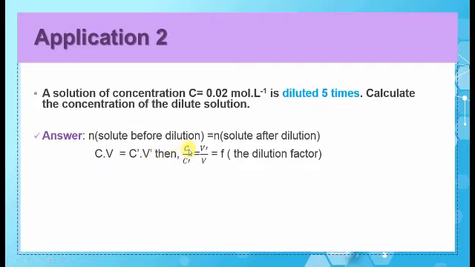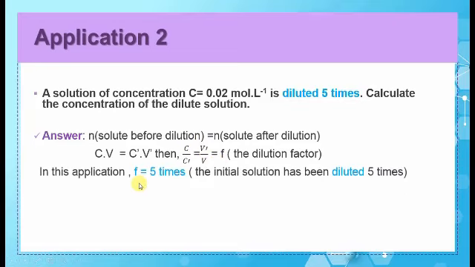Then make the ratio C over C prime equals V prime over V equals F. This is the dilution factor. In this application, the factor is 5 times because the initial solution has been diluted 5 times. Therefore, F equals C over C prime, and then C prime equals C over F equals 0.02 over 5 equals 0.004 mole per liter. Evaluation time.